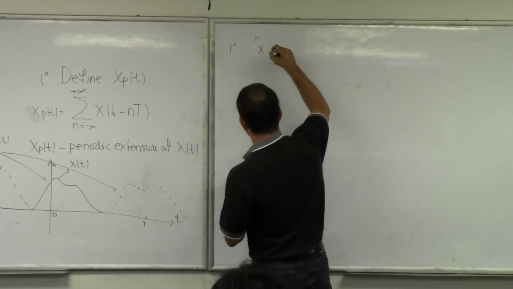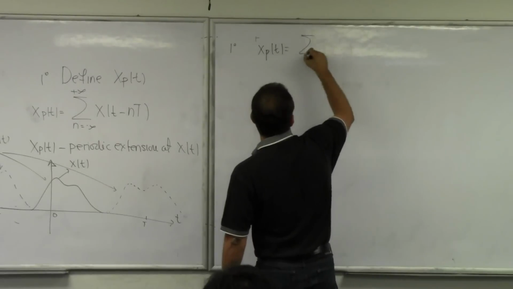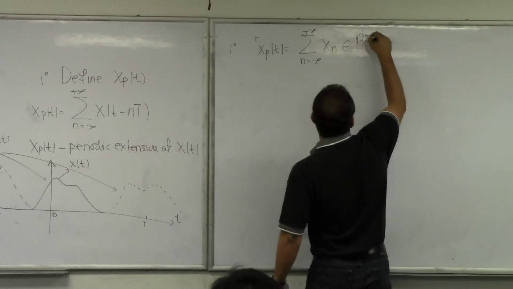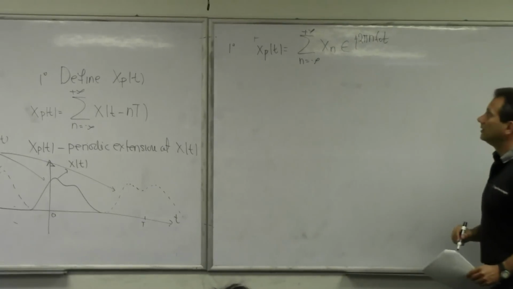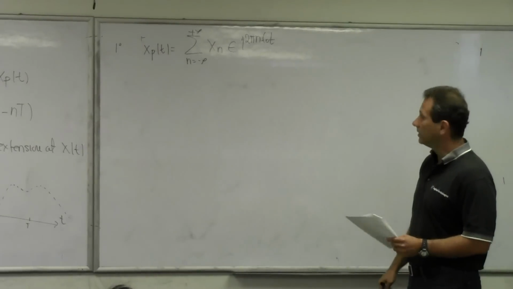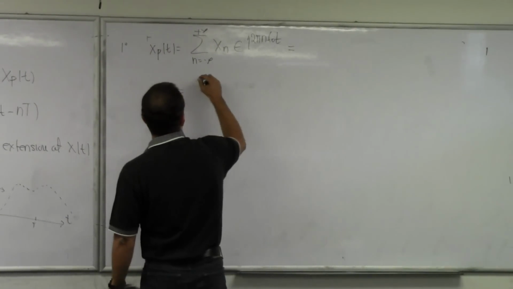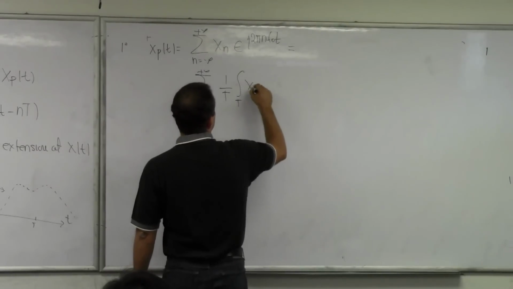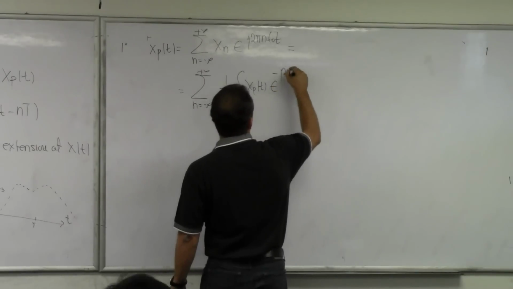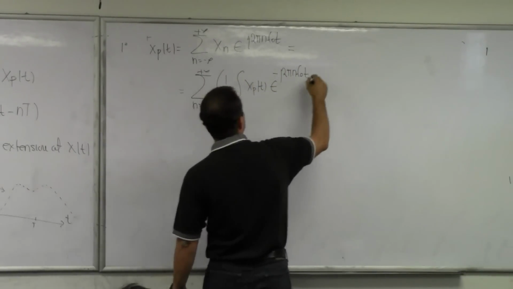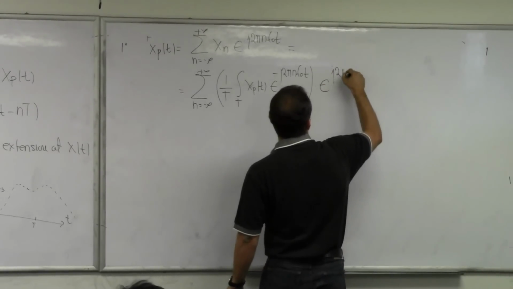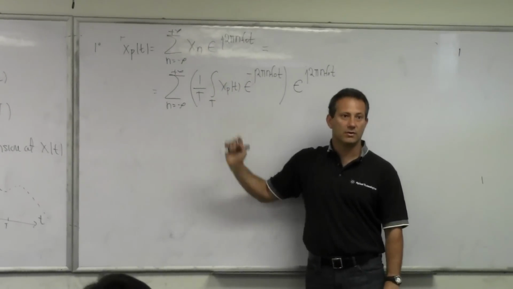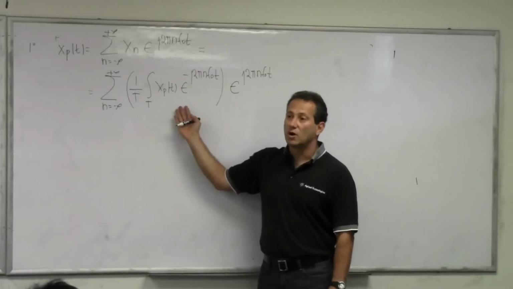So first thing I realize is xp of t is going to be the sum, when n goes from minus infinity to plus infinity, of xn e to the j 2 pi n f0 t, right? That's just coming from the fact that xp of t is periodic. And what is this xn? Well, xn I know how to calculate. This is going to be 1 over T, integral over T, xp of t e to the minus j 2 pi n f0 t. So this is my xn, and then I have e to the j 2 pi n f0 t outside. This whole integral here took the place of the xn. This is how I calculated the coefficients of the Fourier series for a periodic waveform. This is a complex form, the form number 3.